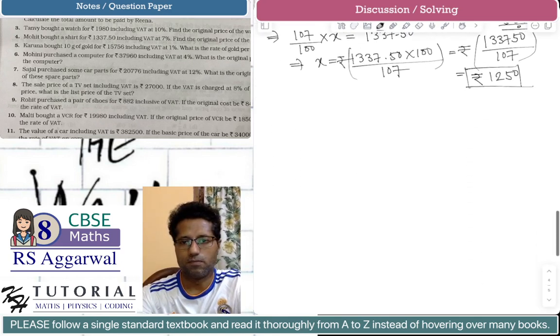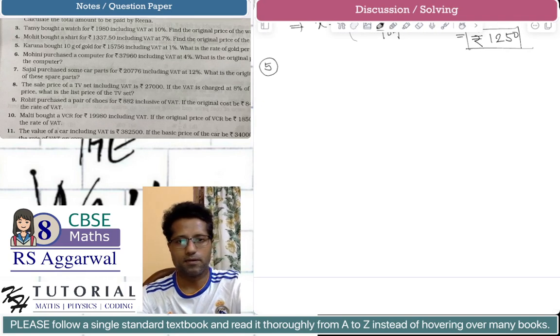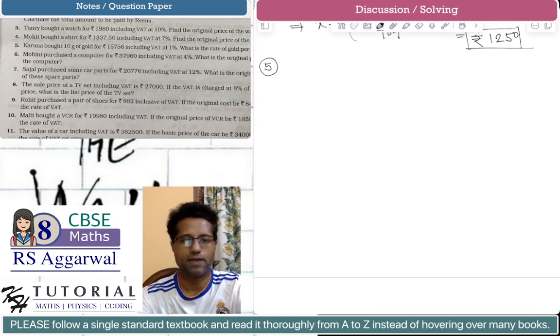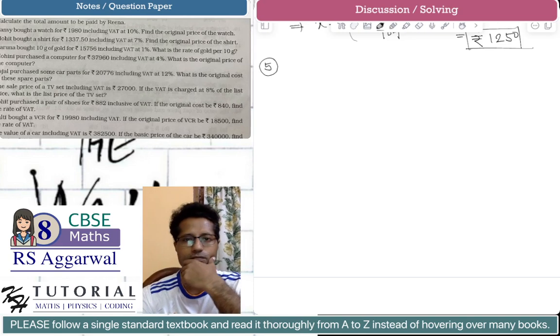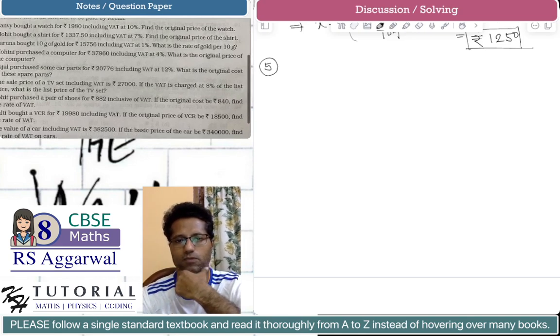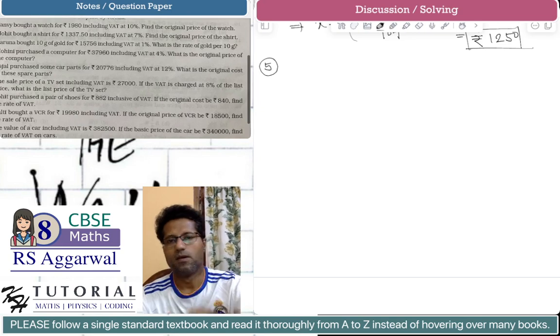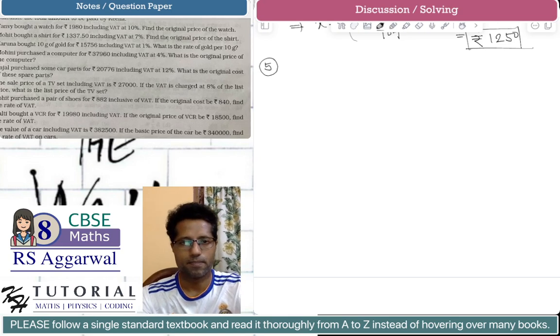Let's do problem number 5. Karuna bought 10 gram of gold for rupees 15,756, including VAT at 1%. What is the rate of gold per 10 gram? So it is asking what is the rate. Rate means the original cost. It is asking the rate of gold per 10 gram, which means it is asking the original cost of gold of 10 gram.